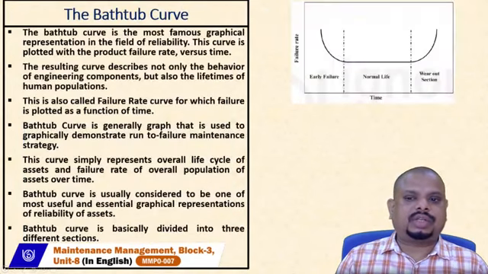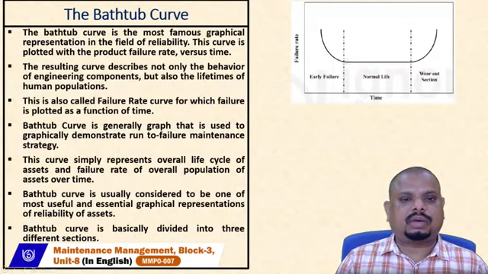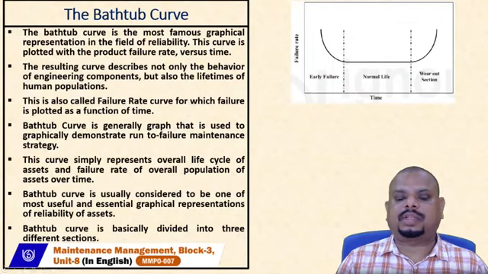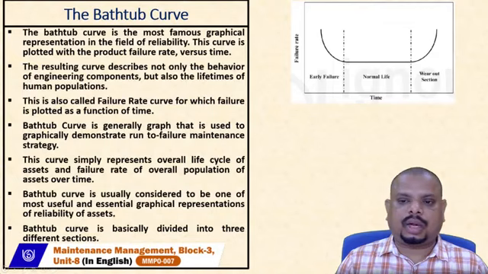Then, to understand the measure of reliability, we also understand the graphical representation of the field reliability. That means we are comparing product failure rates versus time. Here we focus on the overall life cycle of assets, and the failure rate of the asset over time. By the help of this graphical presentation, we understand the reliability of the asset. That means we specifically focus on the early failures, normal life, and wear-out sections.